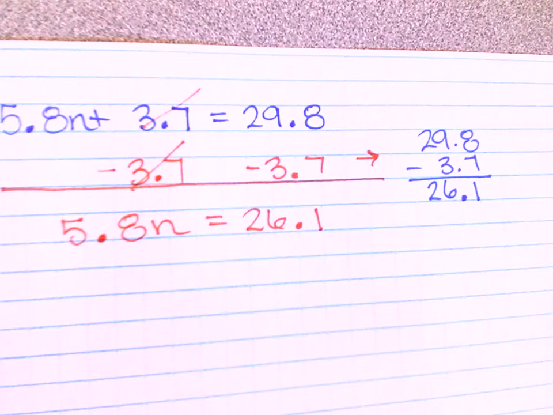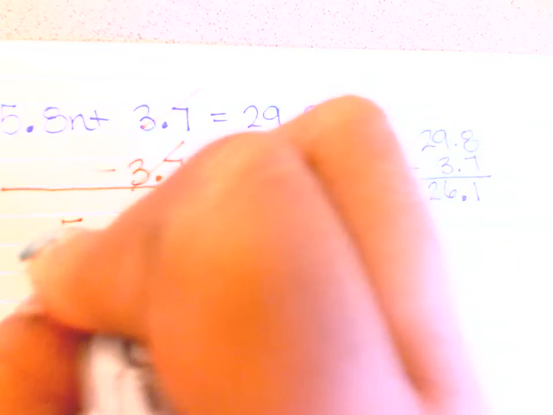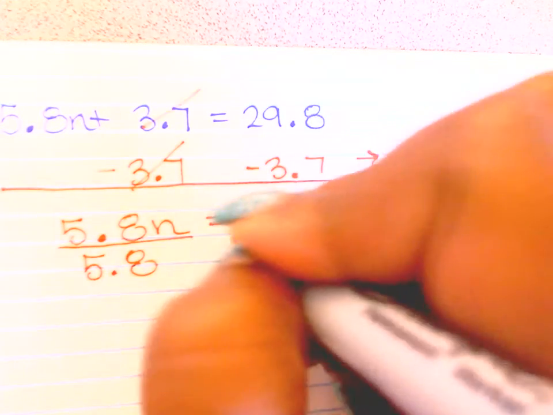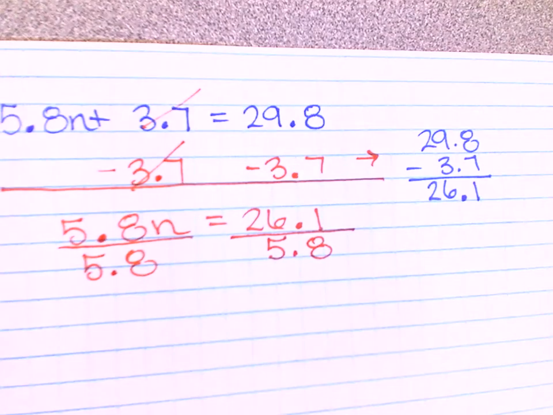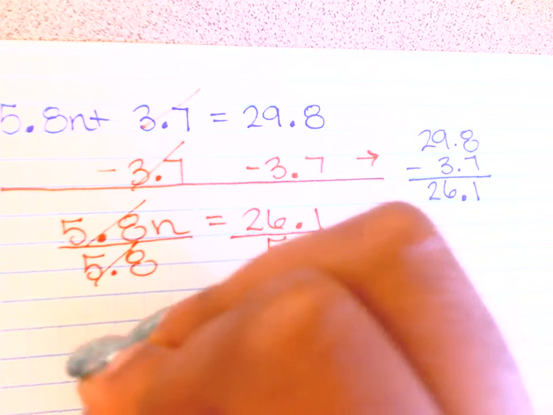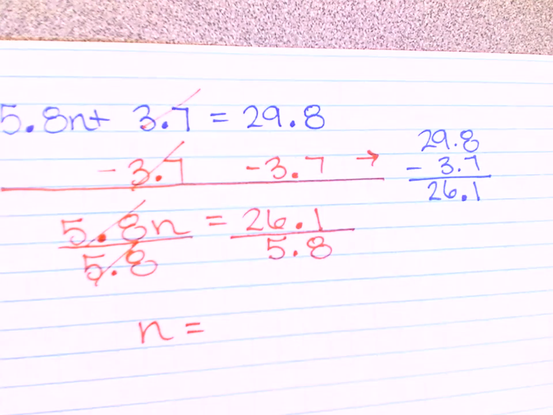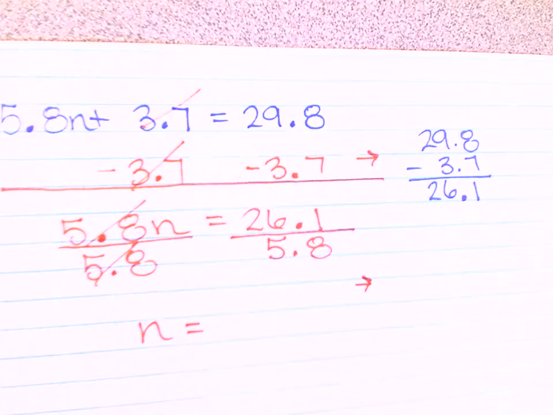So then lastly, divide. So I'm going to divide both sides by 5.8. My 5.8s cancel. I'm left with n on the left-hand side. Then I have to do 26.1 divided by 5.8. So I'm going to show you my work over here.